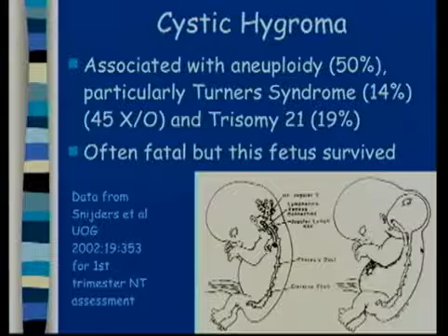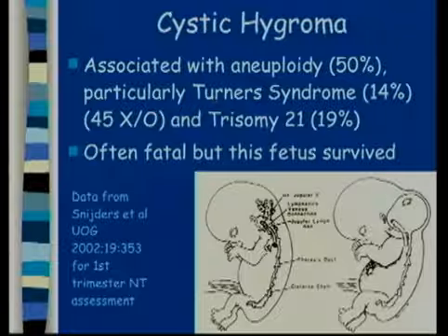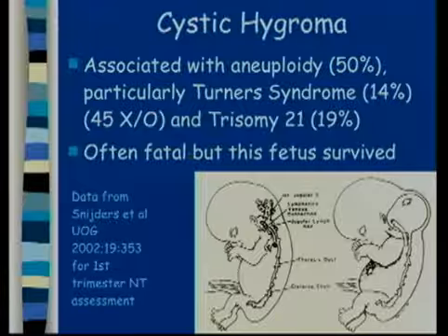Now, a cystic hygroma, what do I want you to know about that? Cystic hygromas are associated with aneuploidy, or abnormal chromosomes, in 50%, particularly Turner syndrome, as in this fetus, which is 45,XO, and trisomy 21. These are often fatal, but this fetus actually survived, which is kind of unusual. Basically, if you see these cystic hygromas in the first trimester, they're more likely to be trisomy 21. In the second trimester, they're more likely to be Turner's, but they're both common.